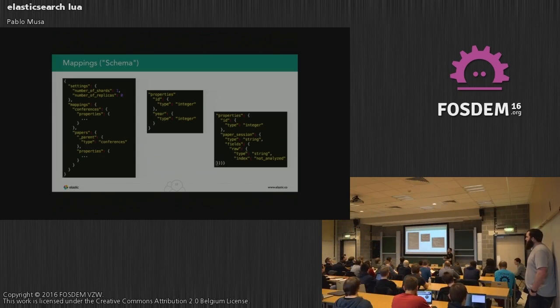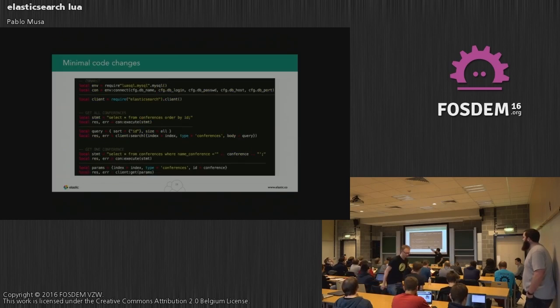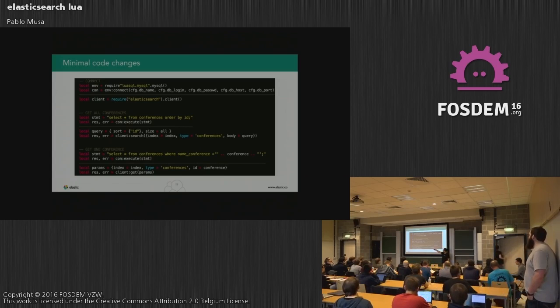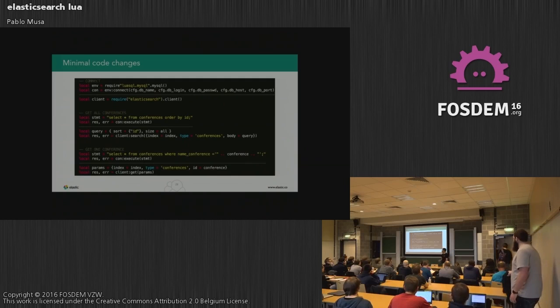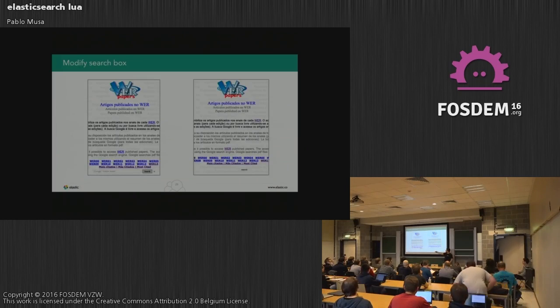I didn't have to tell about title or any other field. All of the other fields, if they are strings, they would be analyzed and available for search. Then minimal code changes, loading almost the same. Instead of select star, I just needed to write a little bit different. I want to sort by ID. I want all of the documents. This is a number, actually. It used to be a local variable, like 1,000. Send the query, and here, again, it's just doing a get instead of select where. Just changing a little bit the way you write it. Very straightforward again. Of course, modify the search box from the Google into the search box.